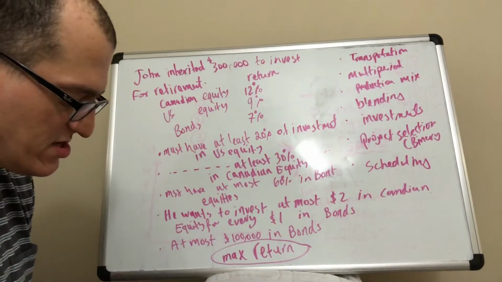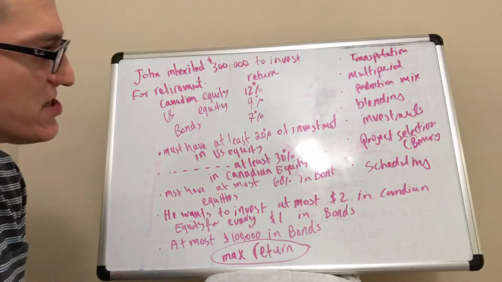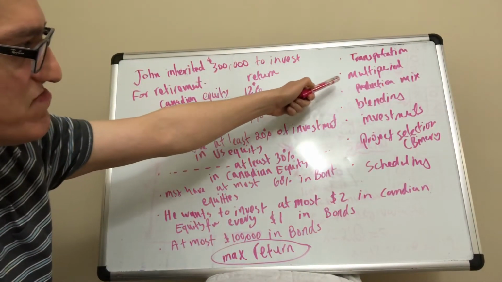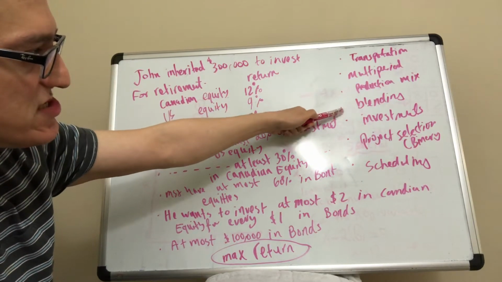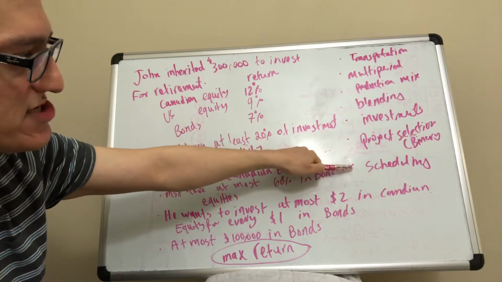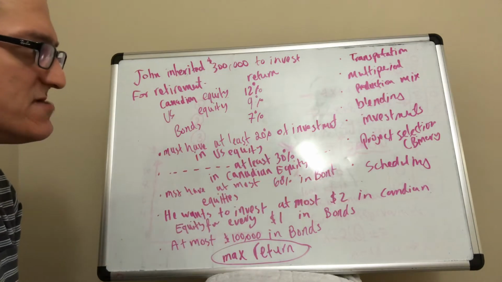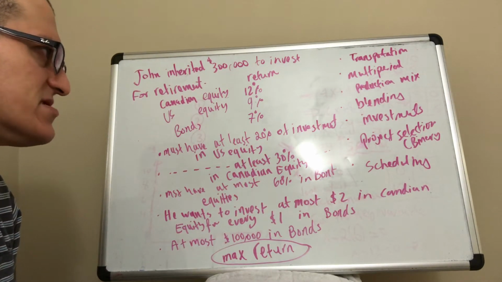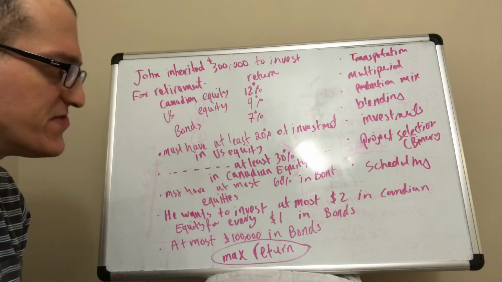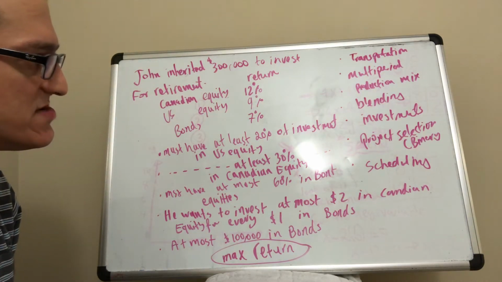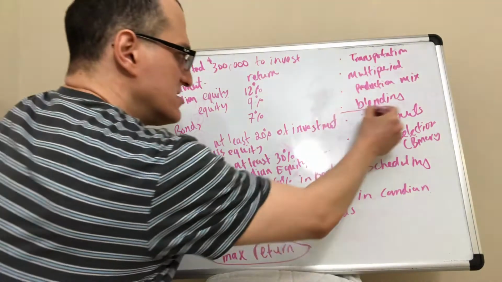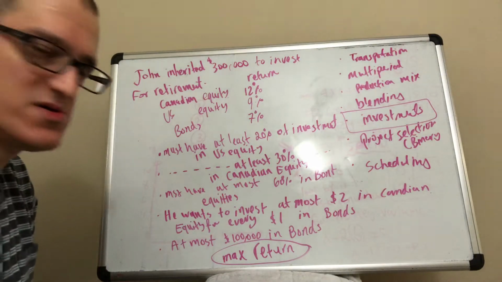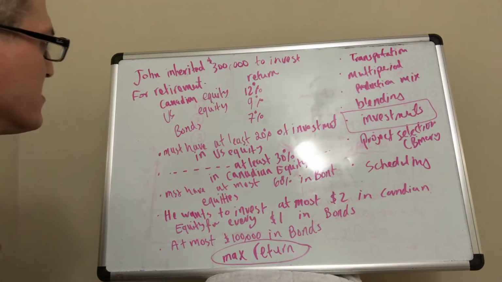Now, LP modeling. There are different examples of LP modeling. There is transportation, multi-period, production, blending, investment, project selection, scheduling. They usually ask from those 5, maybe 4 of them. One of the ones that are very common is the investment.